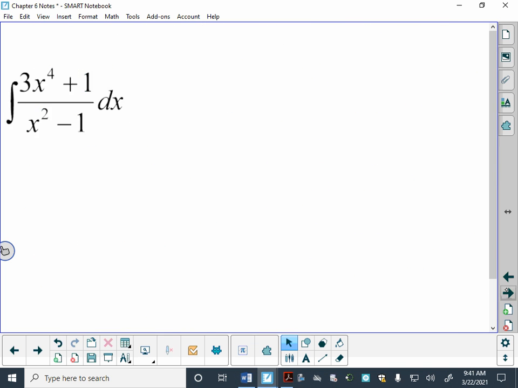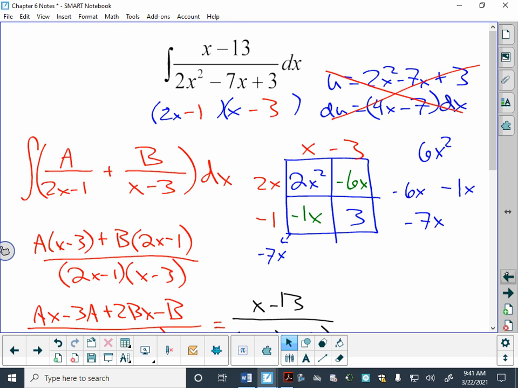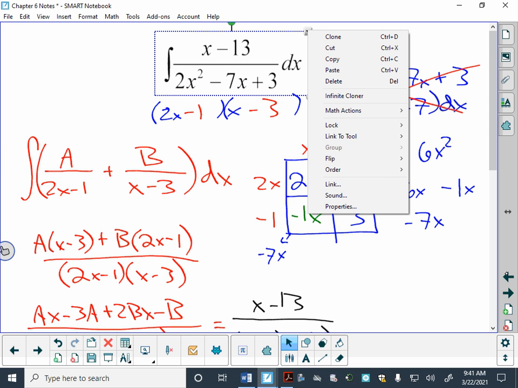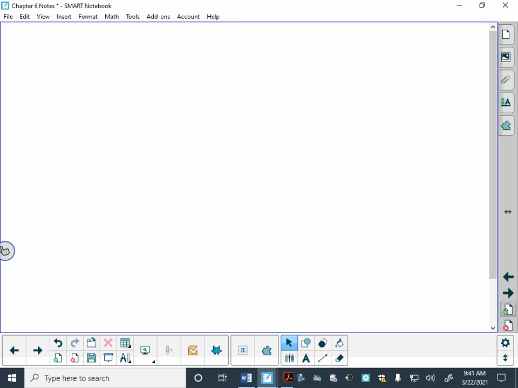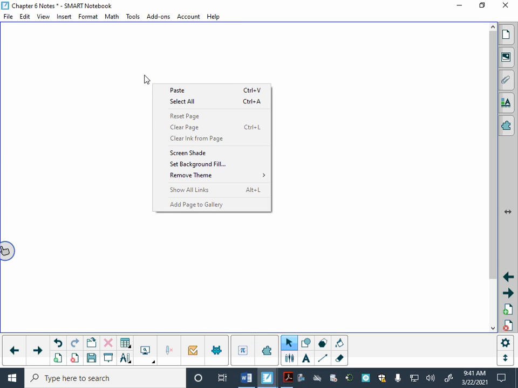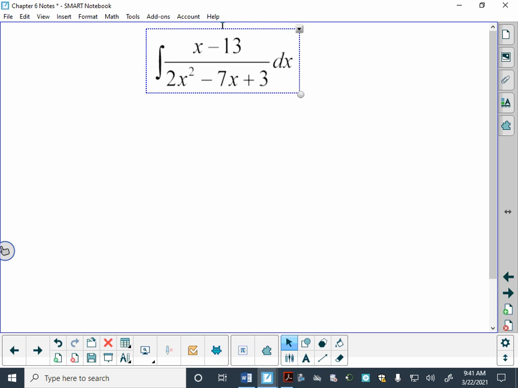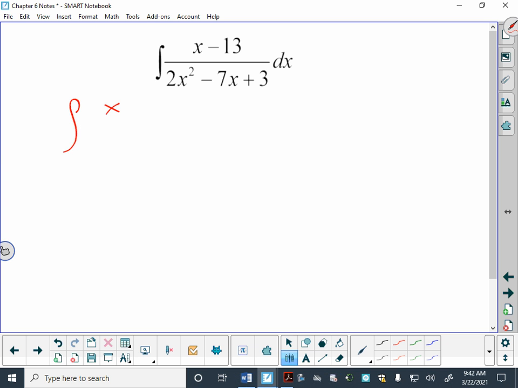I'm just going to start it from scratch. So let me grab this problem, and then add a page here. Okay. We're still going to have to start out with factor. Okay? And so we're going to rewrite this problem as the indefinite integral of x minus 13 over 2x minus 1 times x minus 3 dx.